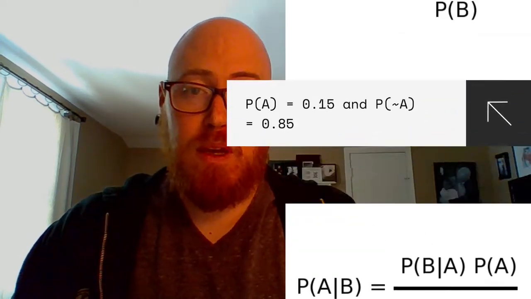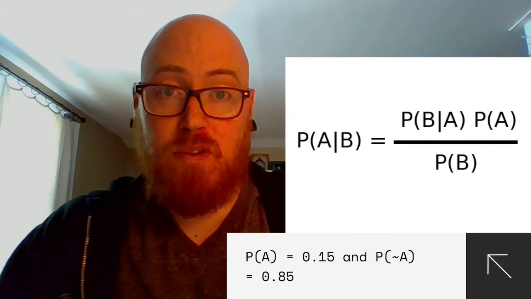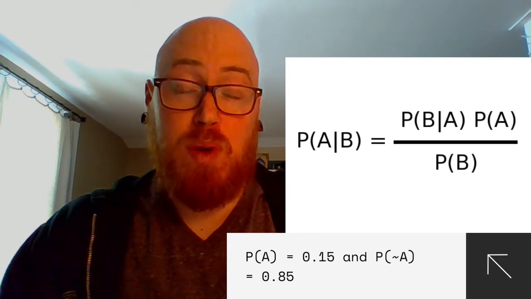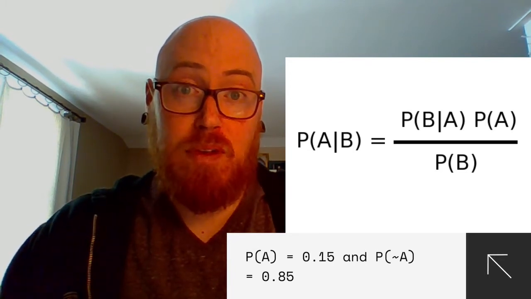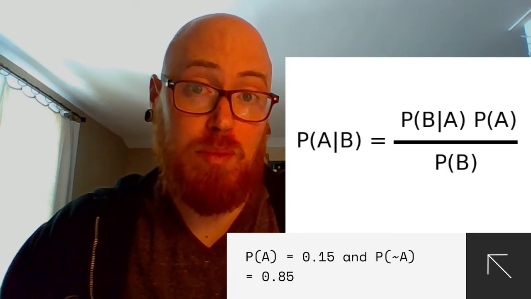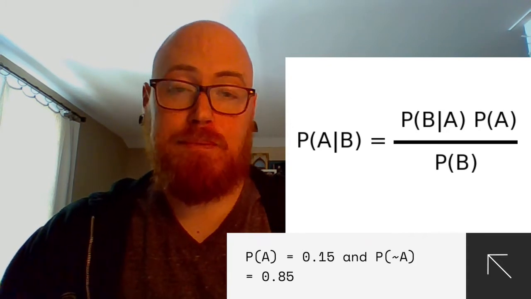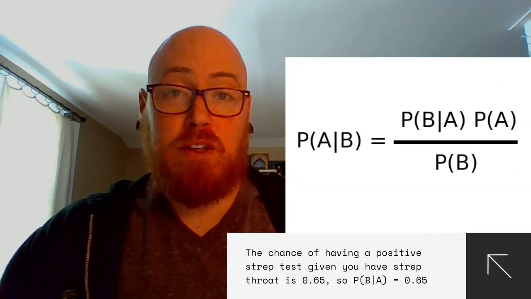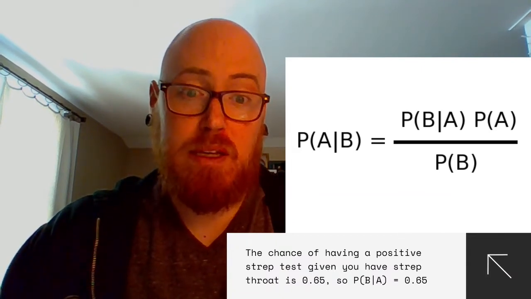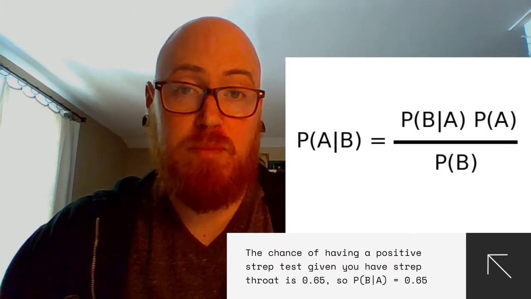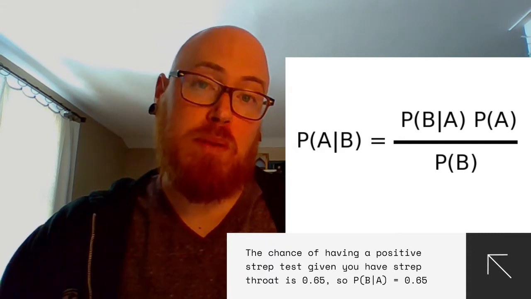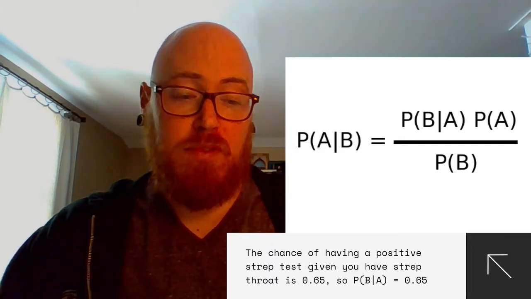Okay, so what's the prior probability of you having strep throat? The probability of A is 0.15, right? And if the probability of you having strep throat is 0.15, then the probability of you not having strep throat is 0.85. And then the chance of having a positive strep test, given that you have strep throat, like we said, is 0.65. So that would be the probability of B given A. The probability of having a positive test, given that you have strep throat, is 0.65, 65%.